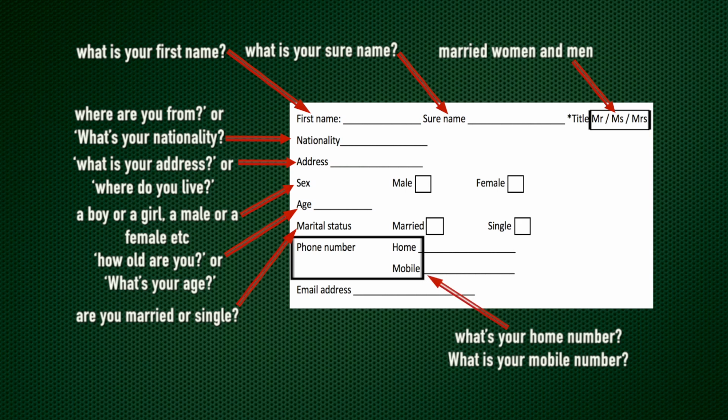And then your phone number, either a home or a mobile number, where in full questions they would be What's your home number? or What's your mobile number? And then email address in place of What is your email address?